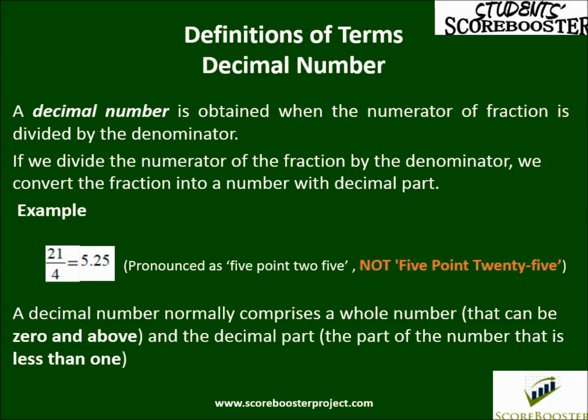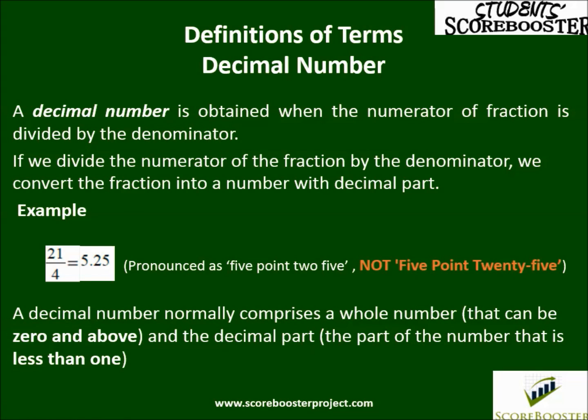A decimal number. A decimal number is obtained when the numerator of a fraction is divided by the denominator. If we divide the numerator of the fraction by the denominator, we convert the fraction into a decimal. As you can remember from the previous video, you have a fraction when you have a number called the numerator divided by the denominator.